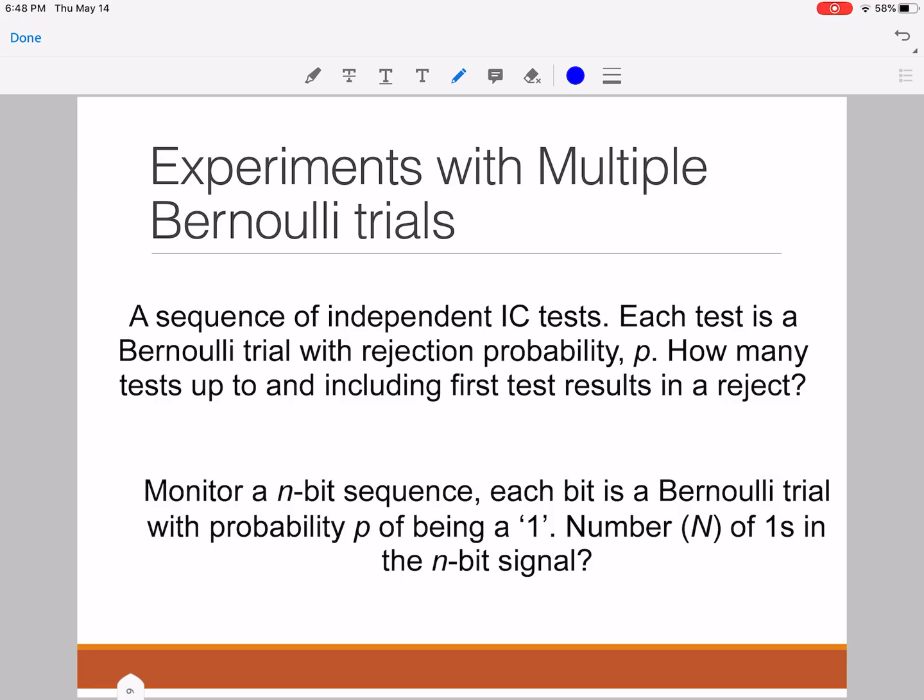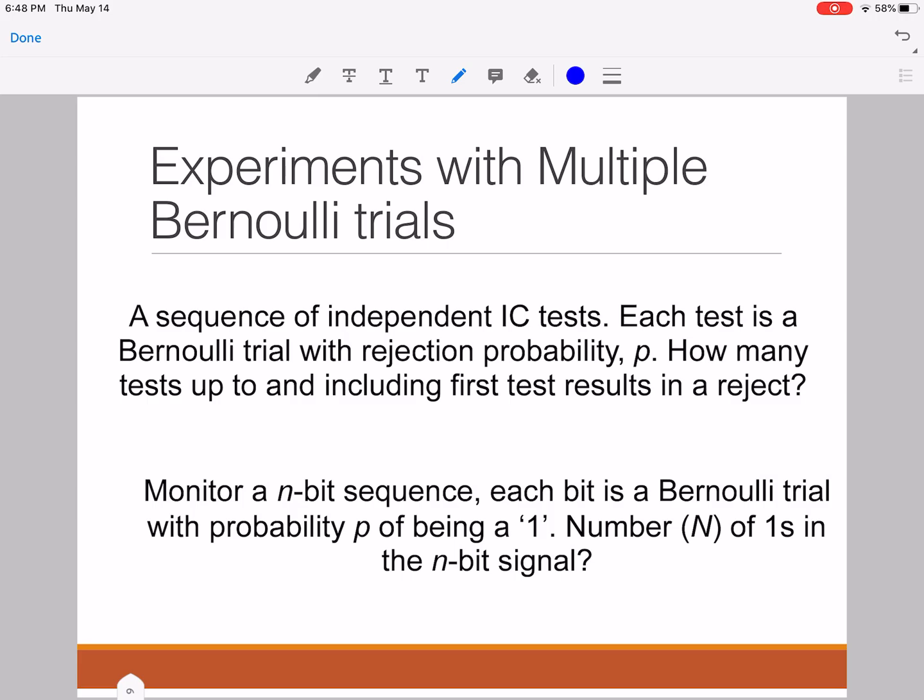Now, you may test one single IC, the very first one, and it may fail, or there's a possibility that the first integrated circuit passes but the second one fails, and so forth. The number of times that you have to check or test the ICs until you get your first bad IC is going to be a random variable.